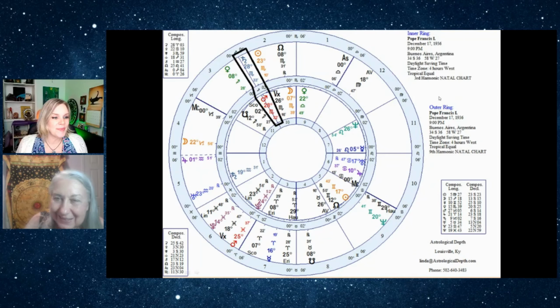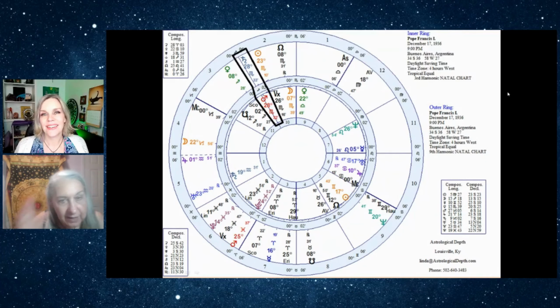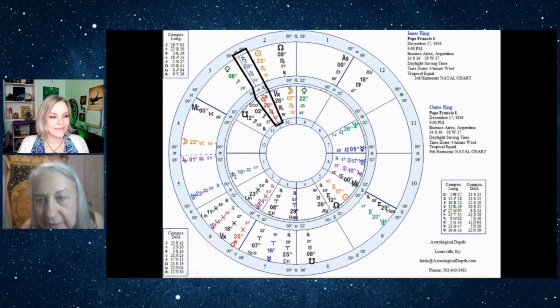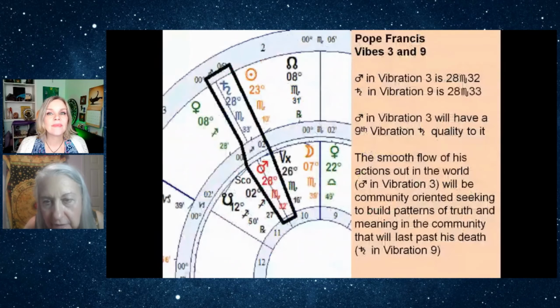I love that. Okay, so here's a couple of illustrations. This is from Pope Francis's chart. He's the person we're picking on for this, but he's somebody people know well enough. They know his spiritual sense of things. And so I feel like he's somebody that people can relate to some extent. Okay, so we're looking at his 3rd and 9th vibration here. And you can see here that the 3rd is the inner wheel, the 9th is the outer wheel. Here it is blown up.